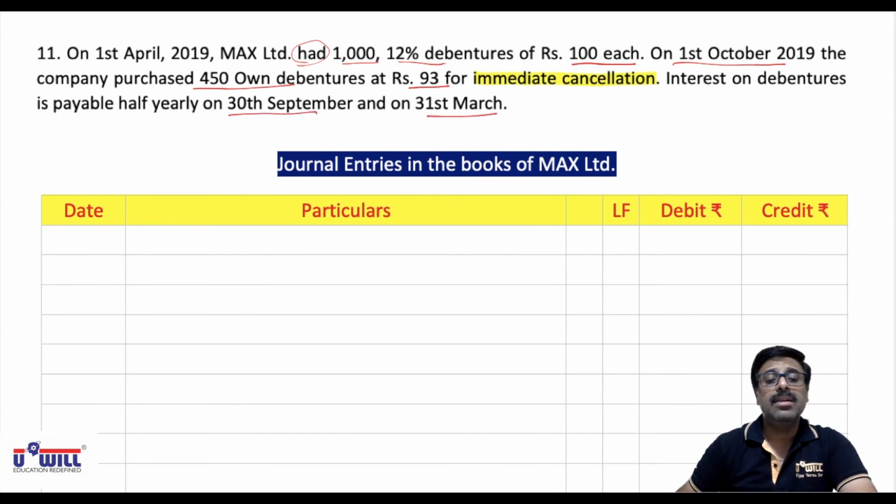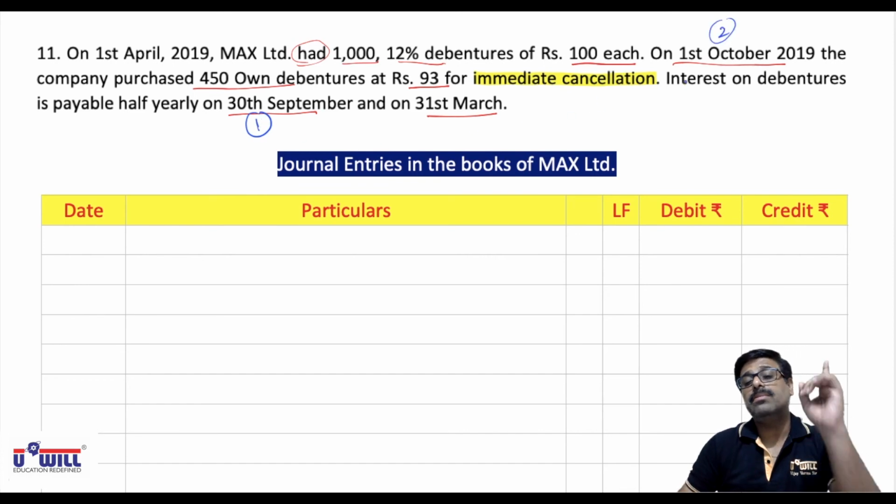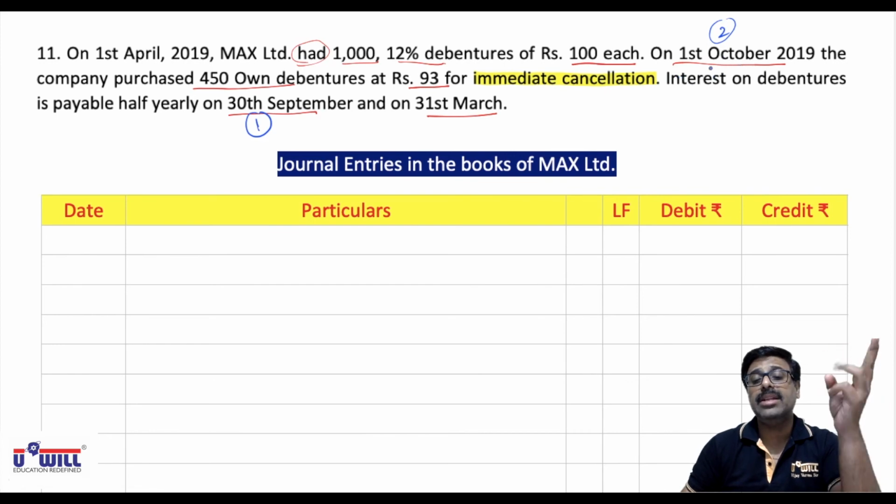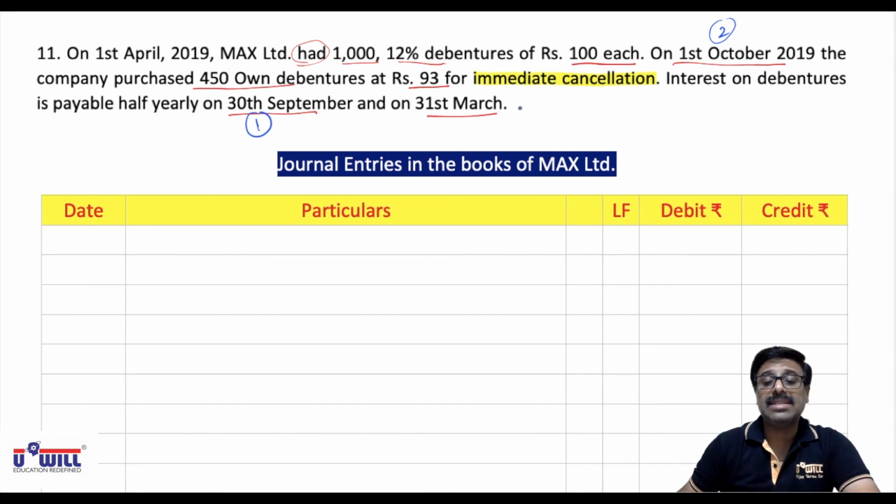Same order. First you'll pass the two entries of interest on 30th September. Then you'll pass how many entries? Purchase of own debentures on 1st October, cancellation, then its profit or loss. 3 entries you'll pass on 1st October. One for purchasing own debentures, second for cancellation, and third for transferring its profit or loss. And then on 31st March, last set of entries.